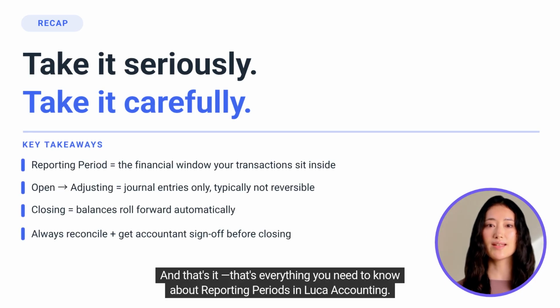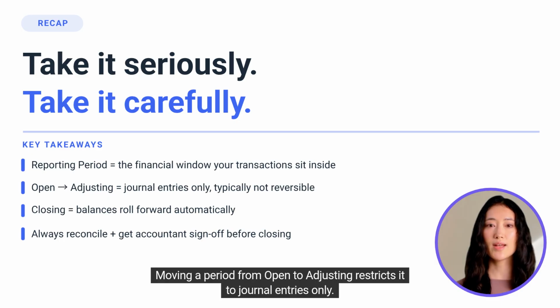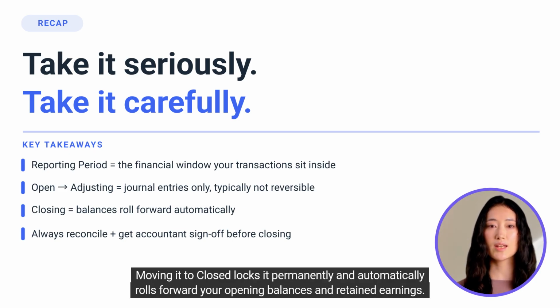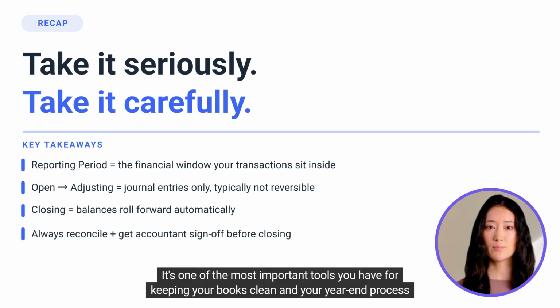And that's it. That's everything you need to know about reporting periods in Luca Accounting. To recap, your reporting period controls the financial window your transactions sit inside. Moving a period from open to adjusting restricts it to journal entries only. Moving it to closed locks it permanently and automatically rolls forward your opening balances and retained earnings. Take it seriously. Take it carefully. It's one of the most important tools you have for keeping your books clean and your year-end process under control.